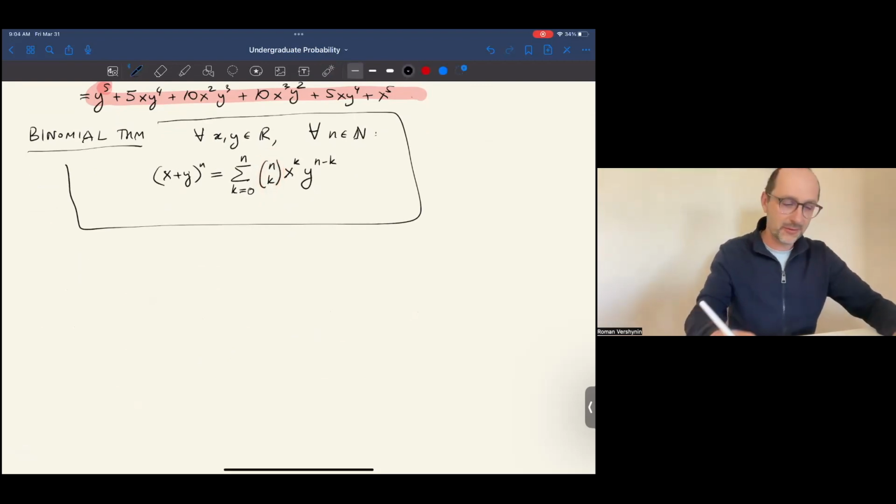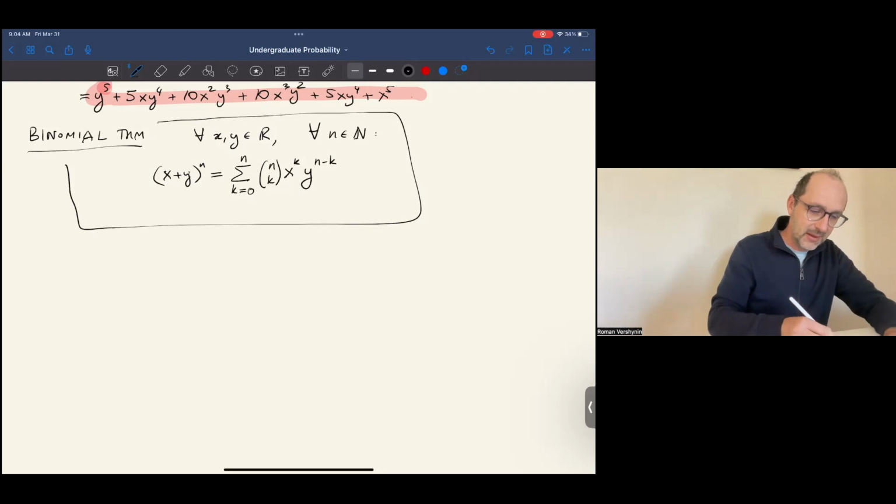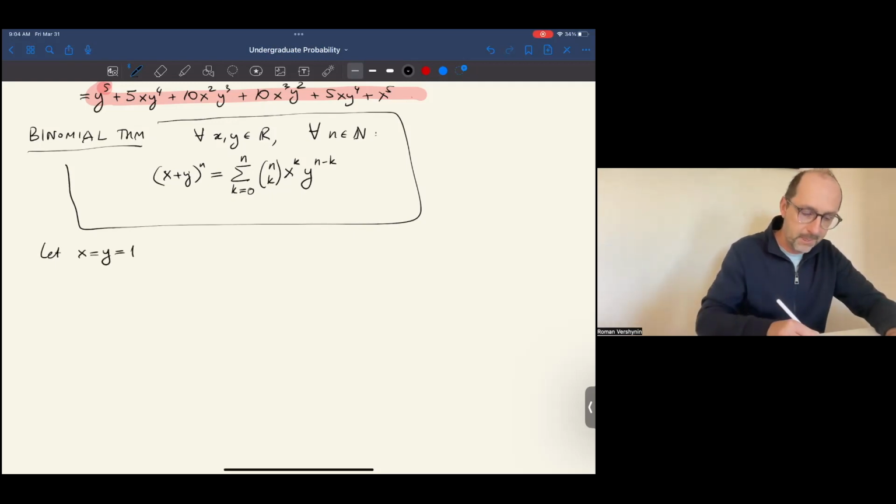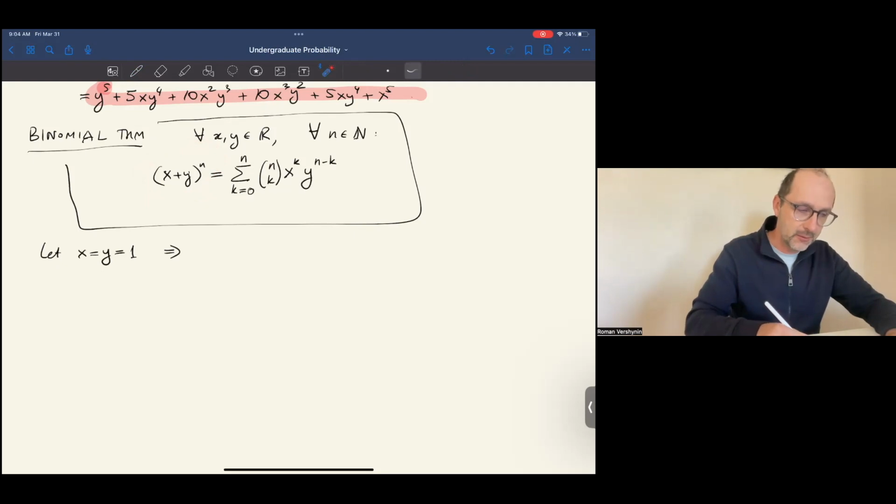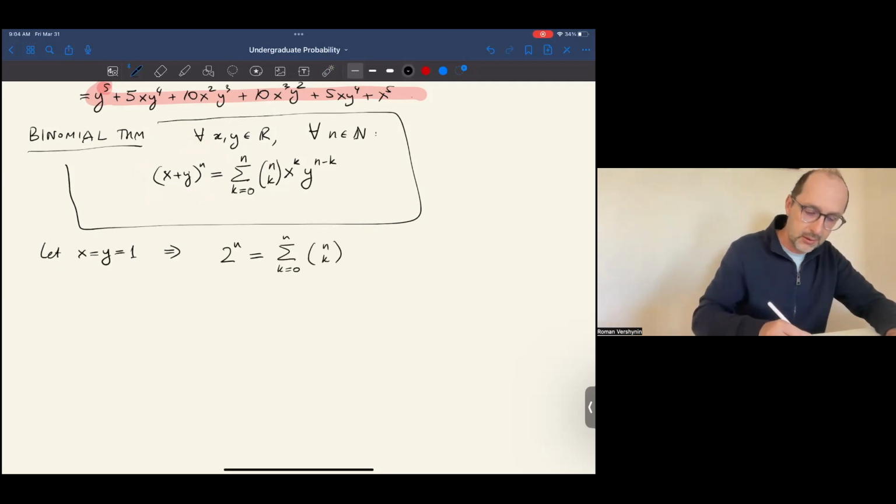One cute consequence of the binomial theorem occurs if you take x and y both equal to 1. The left-hand side of the binomial formula is 2 to the n, and the right-hand side is just the sum of all binomial coefficients.